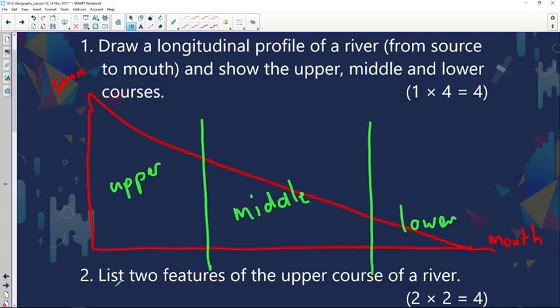Now list 2 features of the upper course of a river. Now what do we know? Look at the gradient, it's extremely steep. So it's definitely got vertical erosion taking place. And what do we find over there? Waterfalls and rapids. So I just gave you actually 3 features over there.